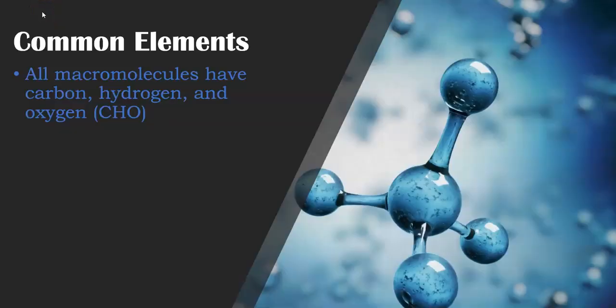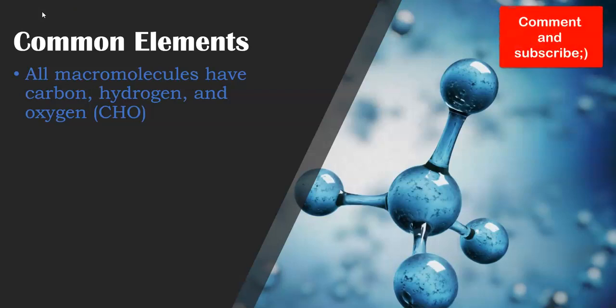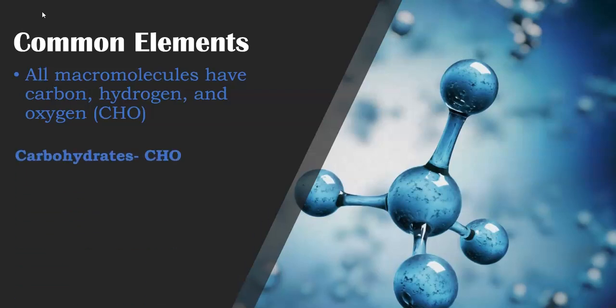All 4 macromolecules have the same 3 constituent atoms: carbon, hydrogen, and oxygen. Carbon and usually hydrogen are 2 atoms that exist in any organic compound, and that's what a macromolecule is. It's an organic compound. So think of those 3 atoms together, carbon, hydrogen, and oxygen, as CHO. And shout out to the Amoeba Sisters for these abbreviations that I'm going to be using. So carbohydrates and lipids are always going to have that CHO combination.